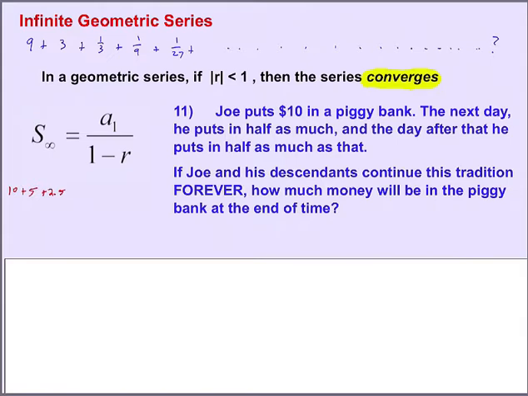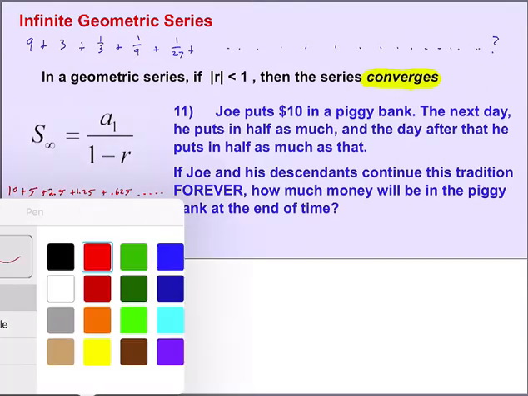So he will be putting in less than a penny, but he can still put in half as much every day forever. So $1.25. The next day will be half of $1.25, which is 62.5 cents. And keep going. Now, his descendants will do this until the end of time. The question is, how much money will there be at the end of time after they're done doing this an infinite number of days? Well, we can use the formula.